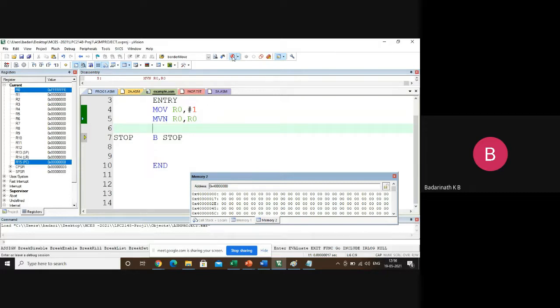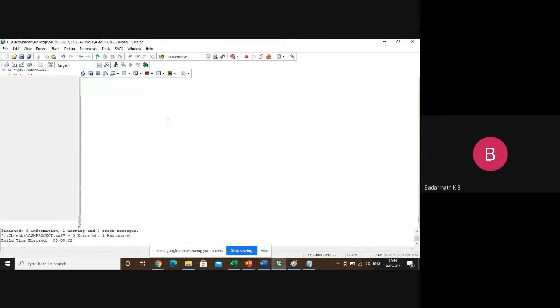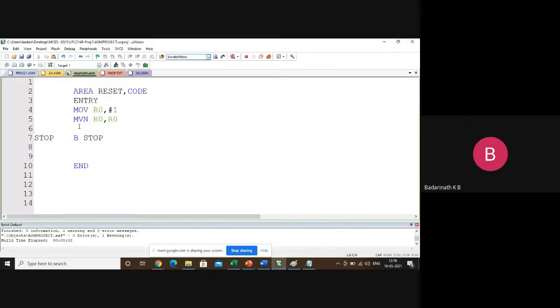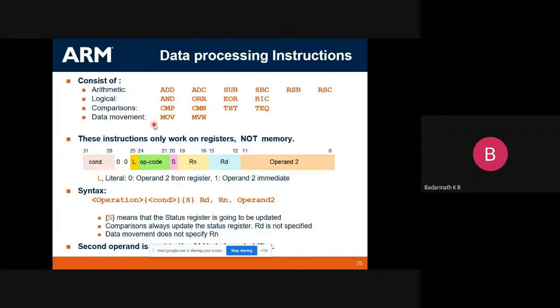So keep in mind, there are 2 possibilities to find out a 1's complement and a 2's complement of a number using an MVN instruction. Now we will go to the different operations called the shift operations, what is possible here.